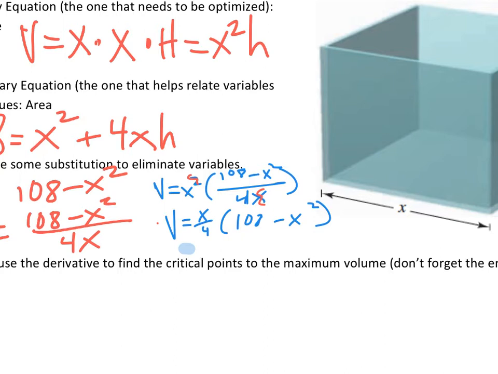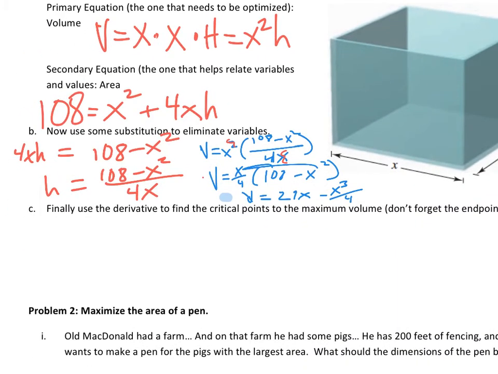All right, and if we distribute this out, we're going to get something like volume equals, I think 4 goes into 108, that's 25 plus 2, 27 times x. So we're just distributing this out, and then we'll have minus x cubed over 4. Now we want to maximize that, so we want to find the critical values. We know the maximum of this is a derivative. So we need to find v prime. Well, v prime is going to be 27, and that'll be minus 3/4 x squared.